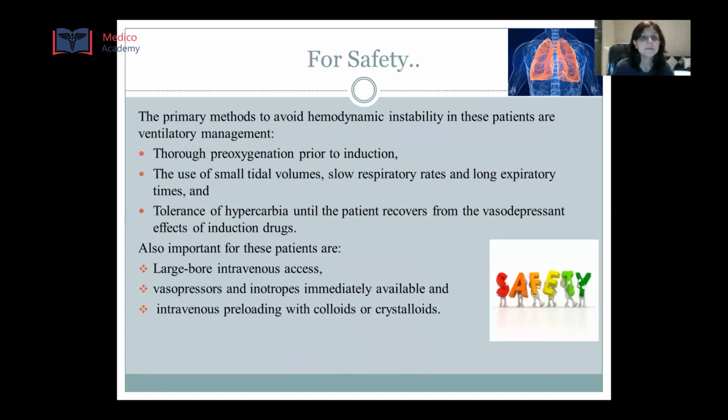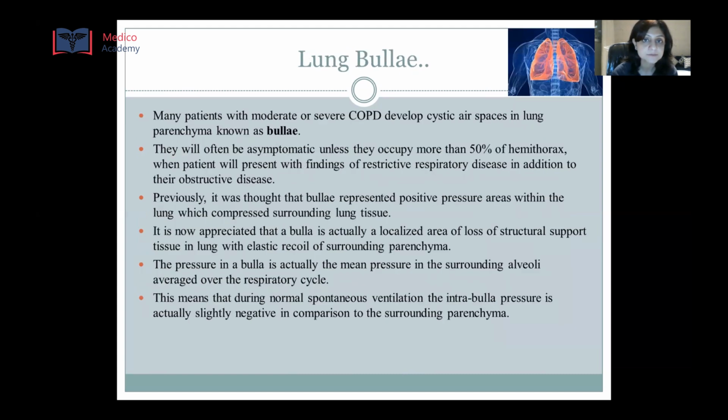So, the primary methods to avoid hemodynamic instability in these patients are ventilatory management through proper pre-oxygenation prior to induction, use of small tidal volumes, slow respiratory rate, and long expiratory times. Tolerance of hypercapnia until the patient recovers from the vasodepressant effects of induction drugs. Also very important for these patients: large bore IV access, vasopressors and inotropes immediately available, IV preloading of colloids or crystalloids. Colloids are a questionable thing these days.